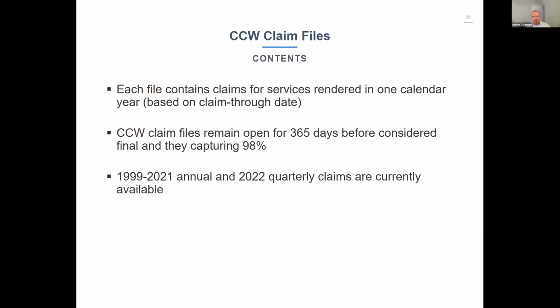We have 1999 through 2021 annual files, and we also have quarterly files into 2022. I personally had some concerns about the maturity or completeness of the quarterly files. When we've done checks, I've been pleasantly surprised that the quarterly files do capture a lot. Not everything that an annual file might, but they're fairly mature. So if you're trying to look at something really timely, consider the quarterly files also.